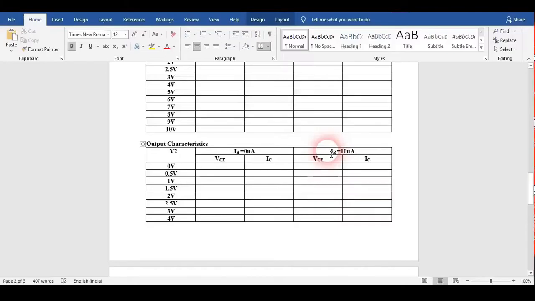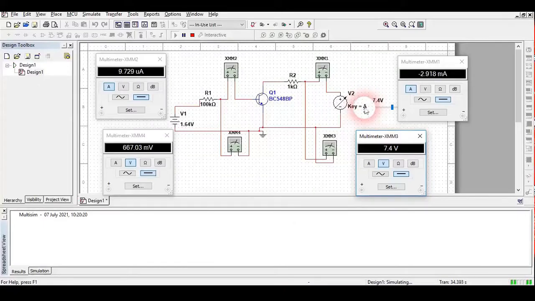Initially when you are going to get this IB at 0 microampere, remember this V2 voltage should be 0. This V2 voltage should be 0 when this IB current is 10 microampere. Then increase this V2 voltage somewhat. You will see that this value of IB will change somewhat, so don't worry about that part. But if this value changes very much, then you have to make it come around 10 microampere again by changing this value of voltage.